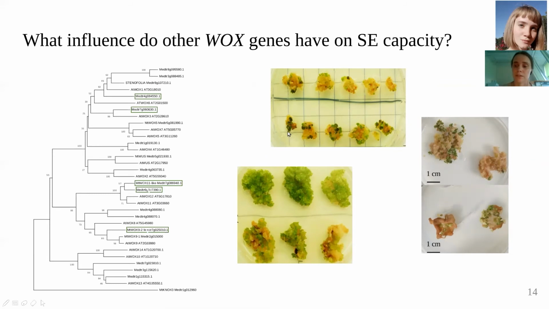We have checked the influence of overexpression of several genes on somatic embryogenesis. And also the VOX family in Medicago truncatula is rather big. So our next step will be to check what influence other VOX genes have on somatic embryogenesis capacity. This is the work of Daria Yakovleva.